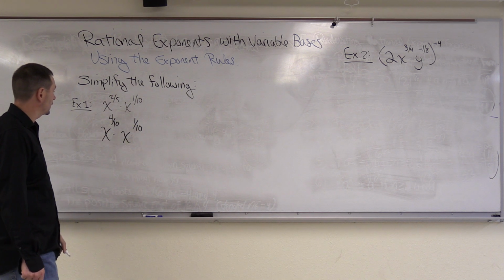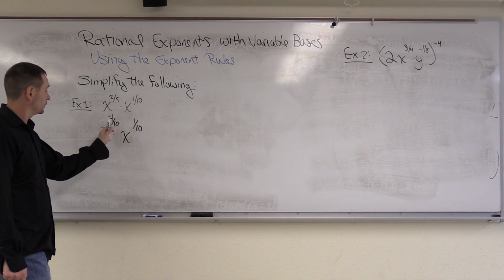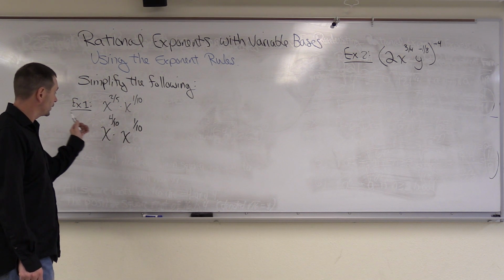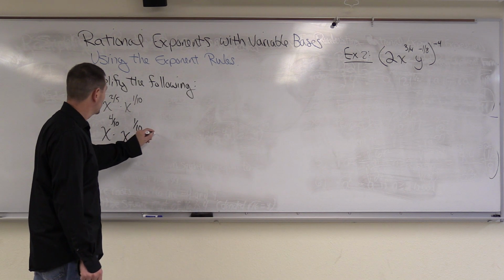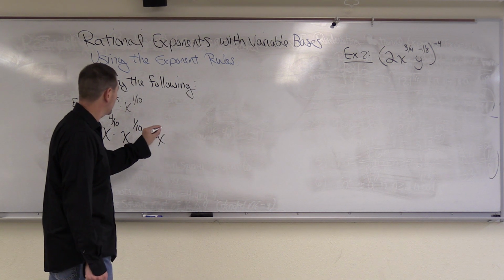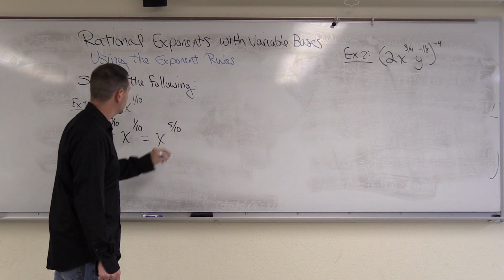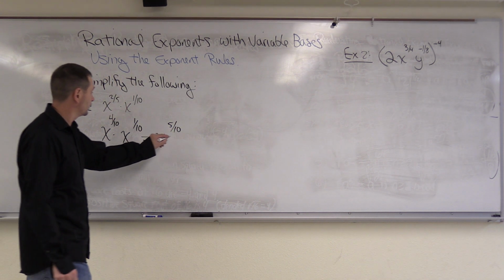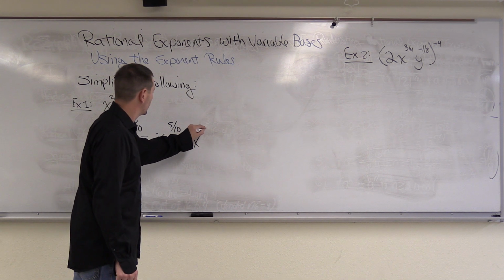You should get 4/10. Now they're broken up into the same amount of slices if you're looking at it in fraction form. Now, like bases, I add my exponents. I should end up with x to the, add your tops, x to the 5/10. But I wouldn't give that as my answer. You always want to write it in reduced fraction form. So I would actually say x to the 1/2.